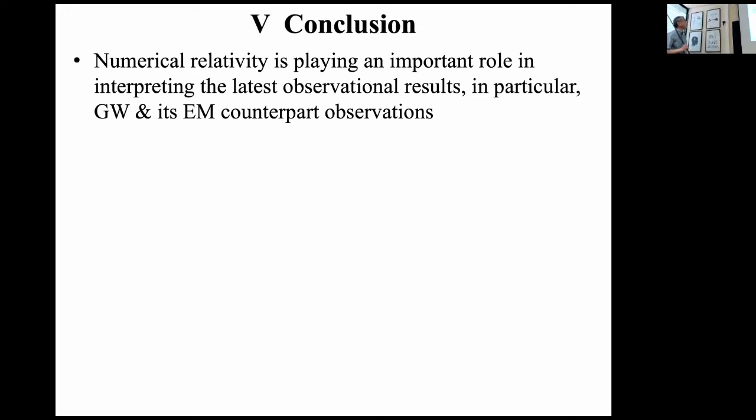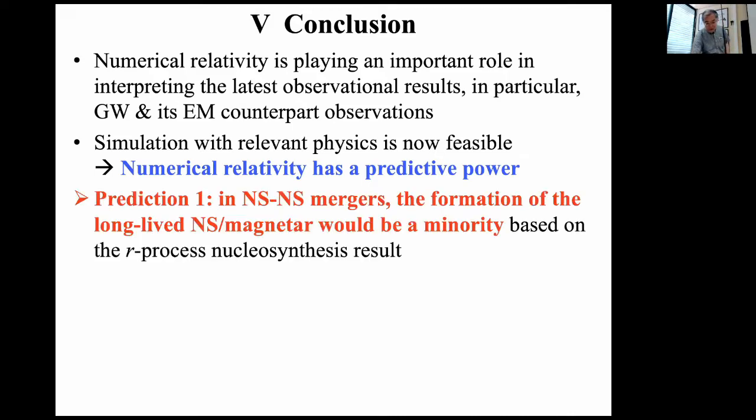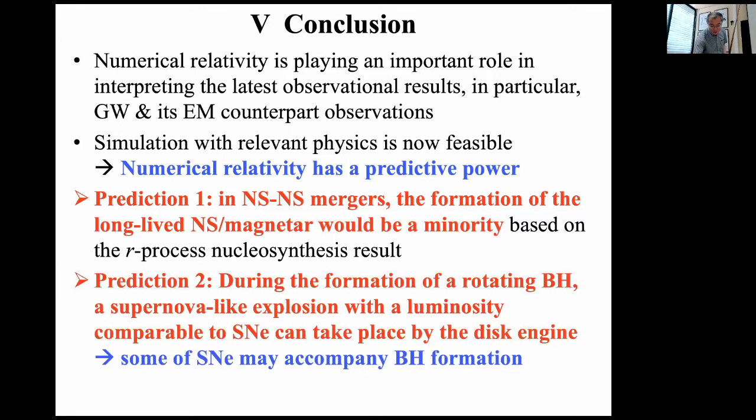Numerical relativity is playing an important role in predicting the latest observational results, in particular gravitational waves and their electromagnetic counterparts. And as I emphasized, simulations include relevant physics, not just toy physics. So this means that numerical relativity has predictive power. And as I already said, one prediction from our latest numerical simulation is that in neutron-star mergers, formation of a long-lived neutron-star magnetar would be a minority. Otherwise, the abundance pattern cannot be reproduced.